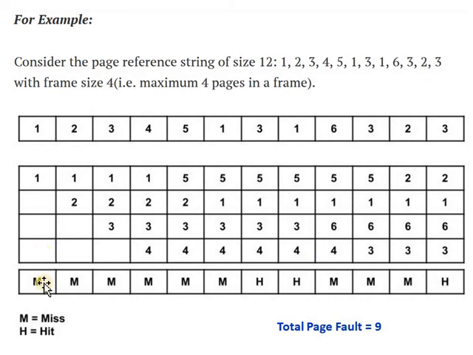1, 2, 3, 4, 5, 6, 7, 8, 9. Total page faults that occurred using the first in first out algorithm is 9. Okay, clear this? See this example once again.